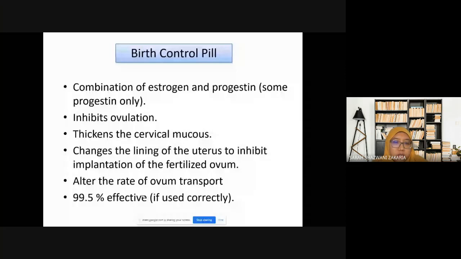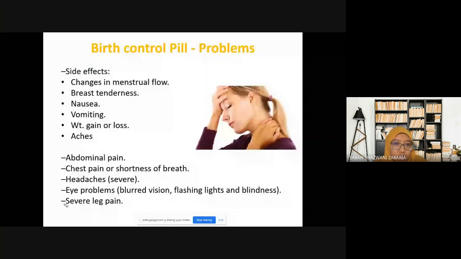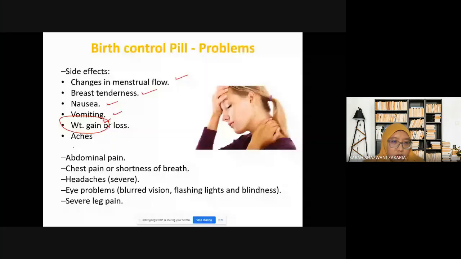Okay, this one. This is the side effects of the birth control pill. Ini boleh baca sendirilah. Changes in menstrual flow. So ni saya rasa if you understand the cycle, the days over just now, you will understand how it changes the menstrual flow. Okay, and also it will give breast tenderness, nausea, vomiting, weight gain. Yeah, usually observe this weight gain. Aches. Okay lah, ini semua adalah side effects. I think it's general knowledge to read.